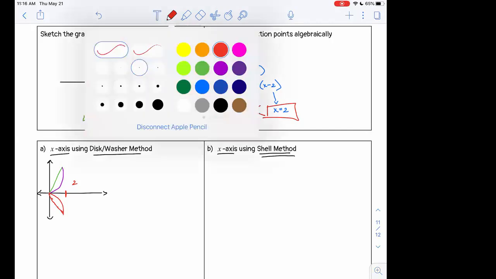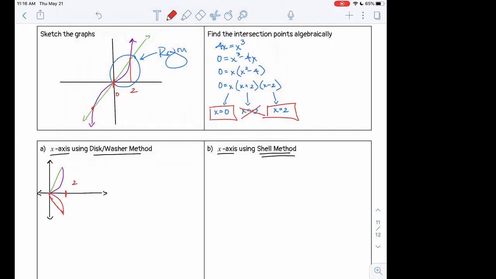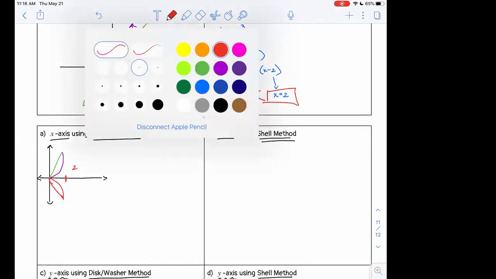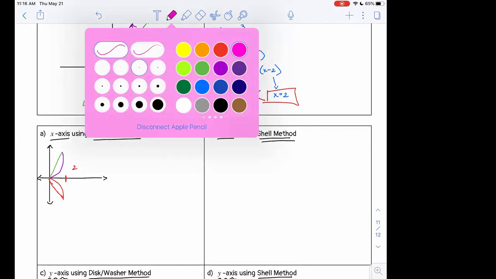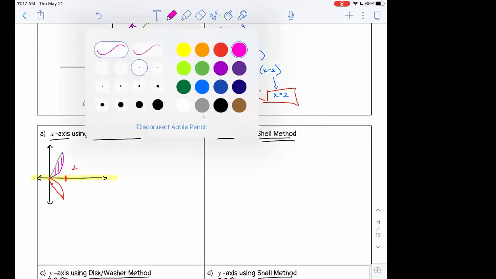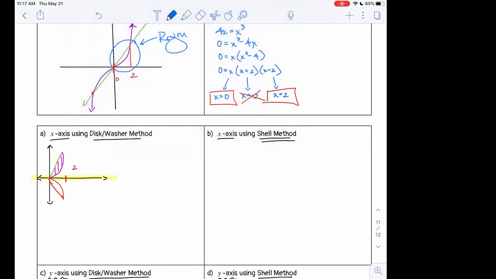And I could draw the same diagram for using the shell method, but if I wanted to look at that disc and washer method, and I'm revolving it around the x-axis, I need to draw my lines this way. Okay. And so if I set up my volume formula, I know I'm going to have a hole in the middle, so I need washer method.